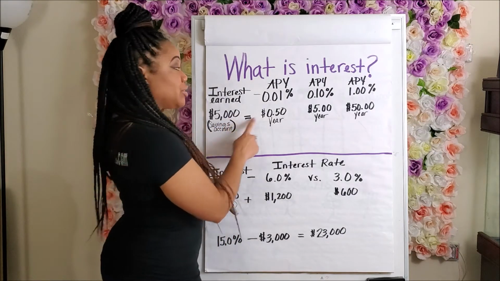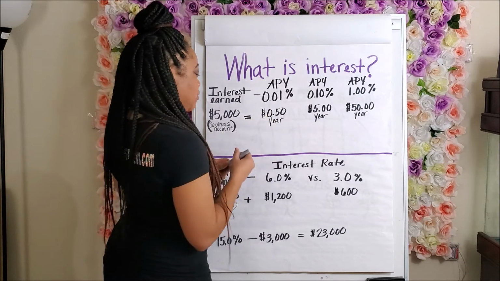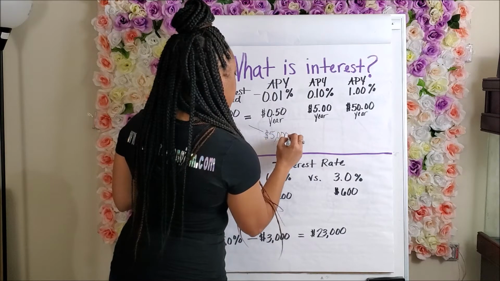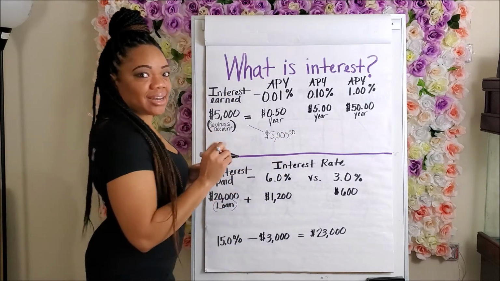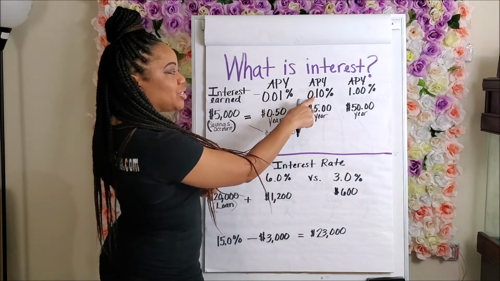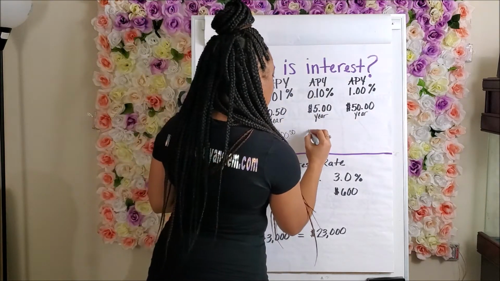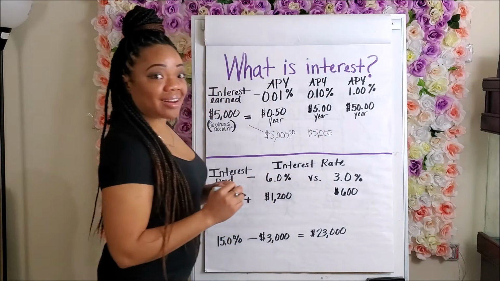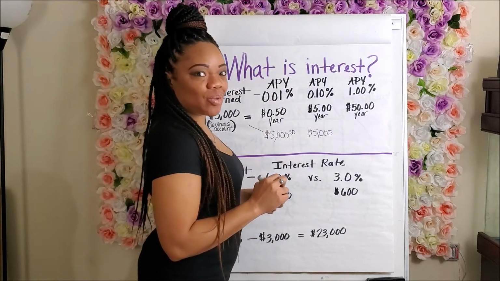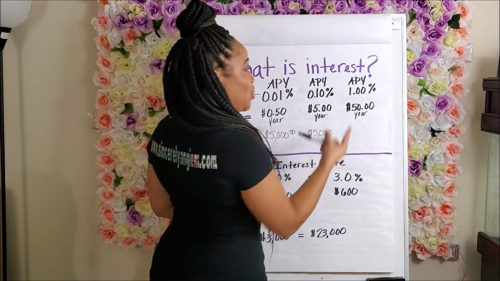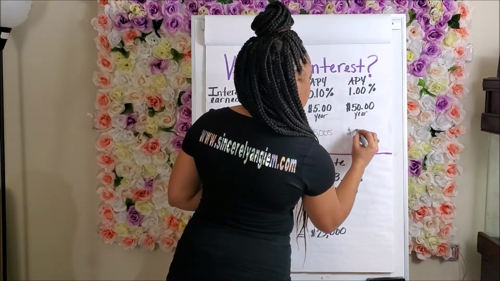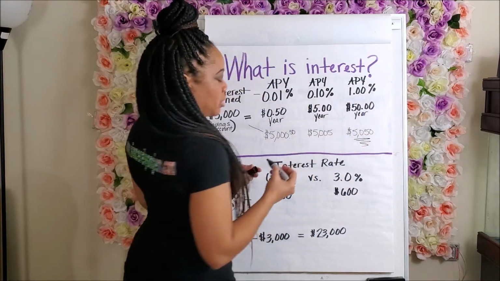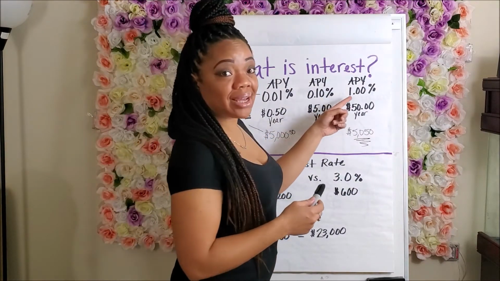So for $5,000 with a 0.01% interest rate, at the end of the year, your account will be $5,000.50. Not good. $5,000 with 0.10%, which would mean after 365 days, your account will have $5,005 in your account. Still not what I'm looking to see. So finally, we are here, and this is how much our account will have at the end of 1 year. That looks a little bit better. This is our goal, to find an account that has this amount or more.